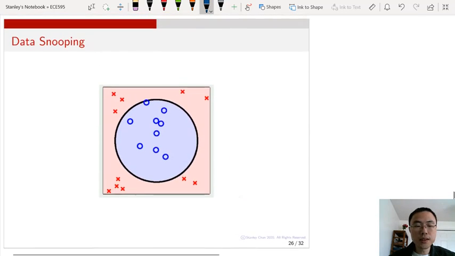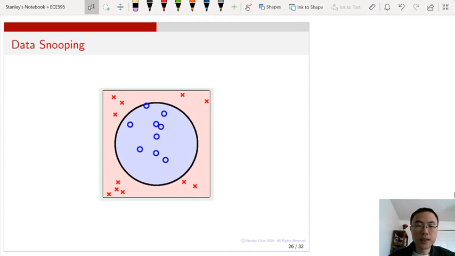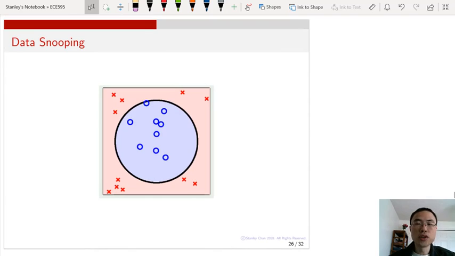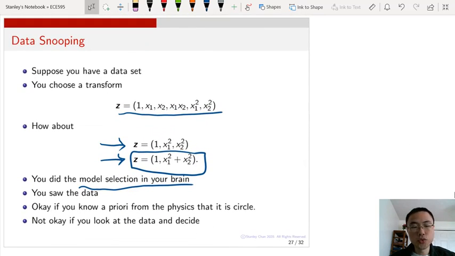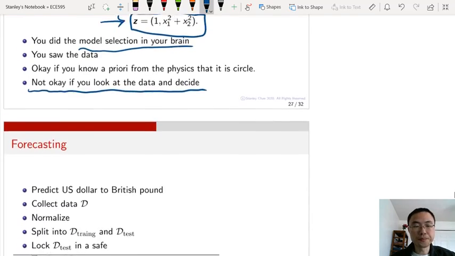Now, if you're only seeing the training data sets and then you are not seeing the testing data set, this is also allowed. Okay, the bad situation happens if you assume that you are seeing both the training data sets and also the testing data sets, and then from there you choose the transformation to be applied. This is what we call the data snooping. And so the comment is that it is not okay if you look at the data and then you decide, and here the data I mean that both training and also testing.